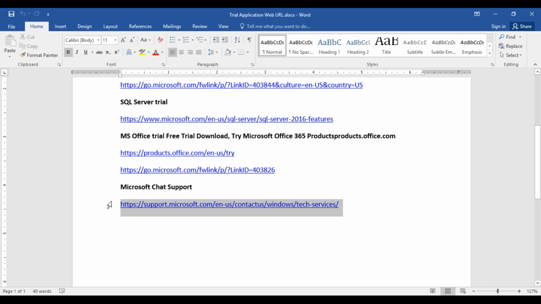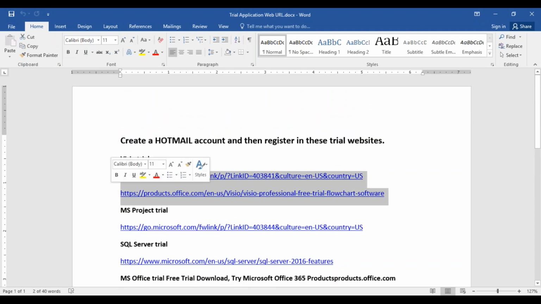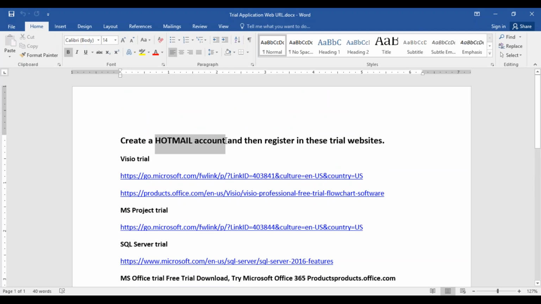Any difficulty, please contact Microsoft Chat or you can also contact me through Mr. Sunil. It's very easy when you follow the steps defined here, but create a Hotmail account free of cost and then install Visio on your system. You can easily do that. I hope that has answered your question, Mr. John. And Suliat as well.